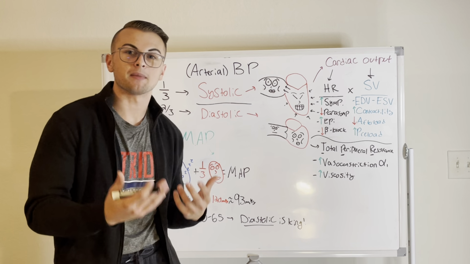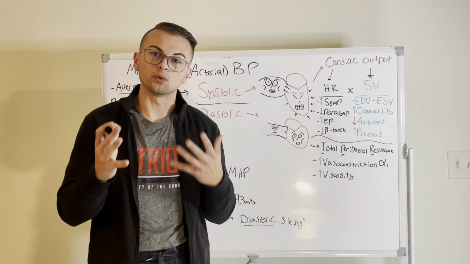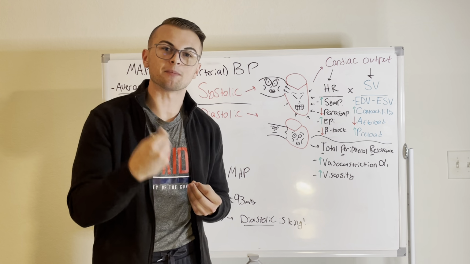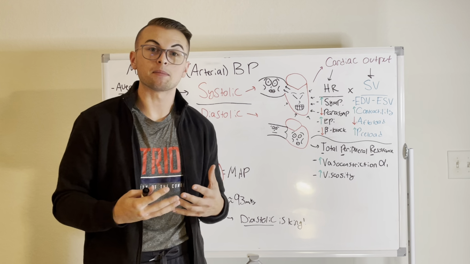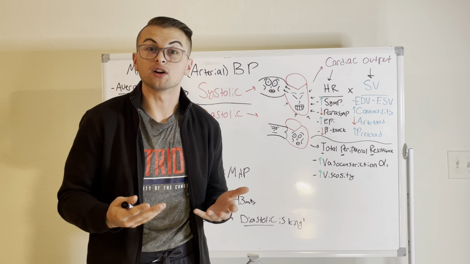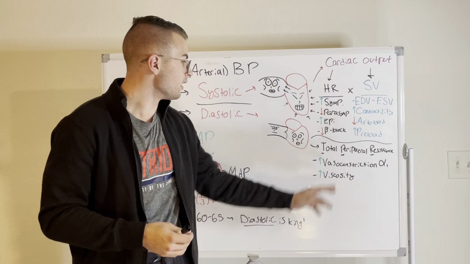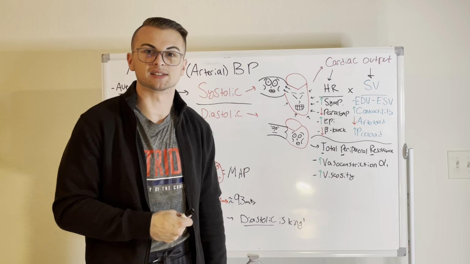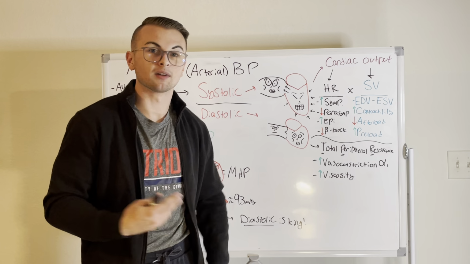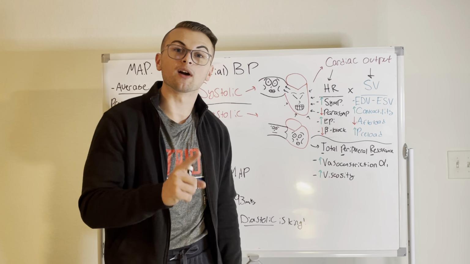So how do we raise the MAP? Well, of course, you have to fix the underlying issue. But if you need a really quick fix, what is the most efficient way to quickly increase the MAP? Well, we know that the MAP is more dependent on the diastolic number, so we could increase the diastolic. But how do we do that? Well, we have to increase our total peripheral resistance. How? By clamping down on our arterioles. How? By using our alpha-1 agonists like norepinephrine.